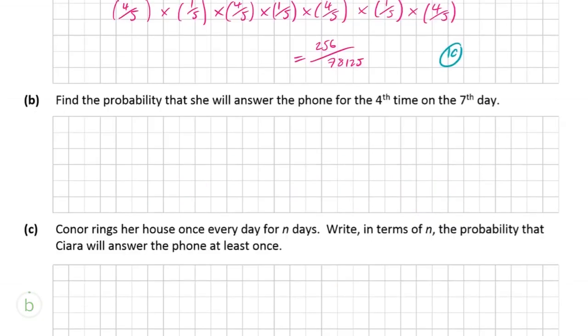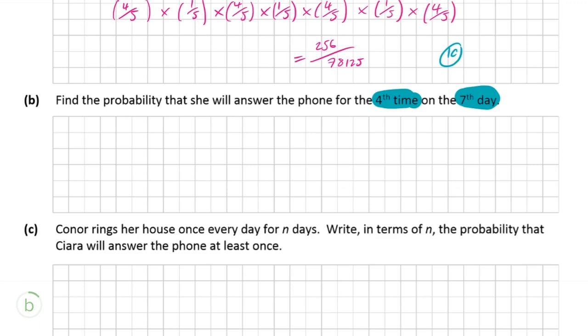So B asks us to find the probability that she will answer the phone for the 4th time on the 7th day. So if she answers the phone for the 4th time on the 7th day, that means that she answered 3 times on any 3 of the first 6 days. So there are quite a few possibilities here about what could have happened.